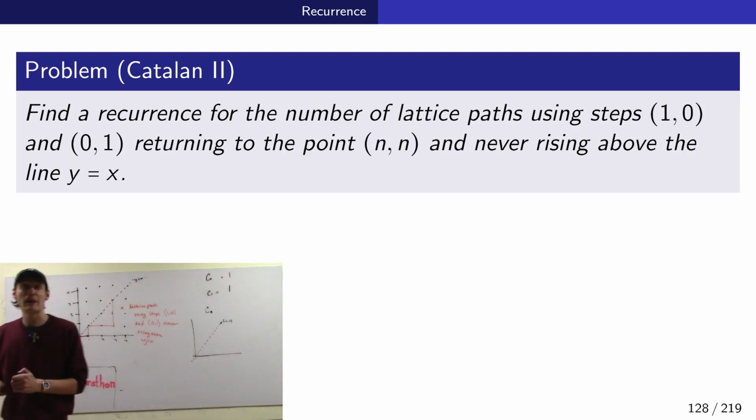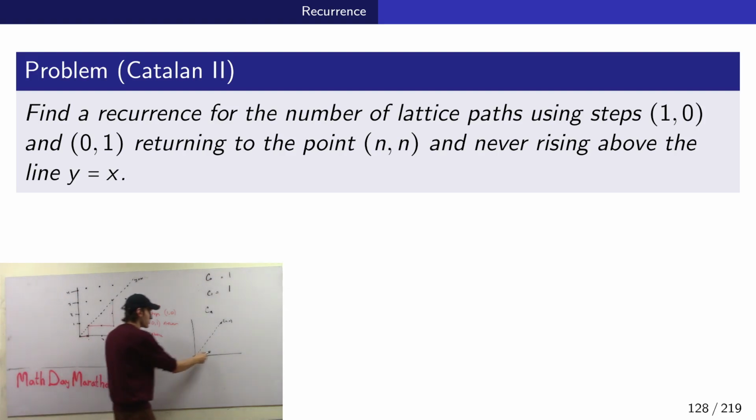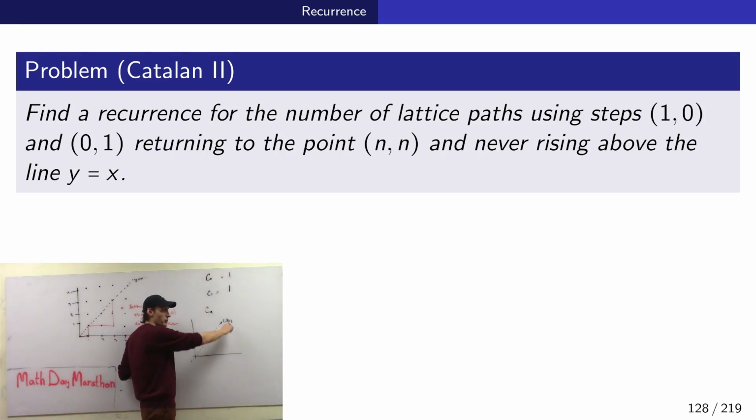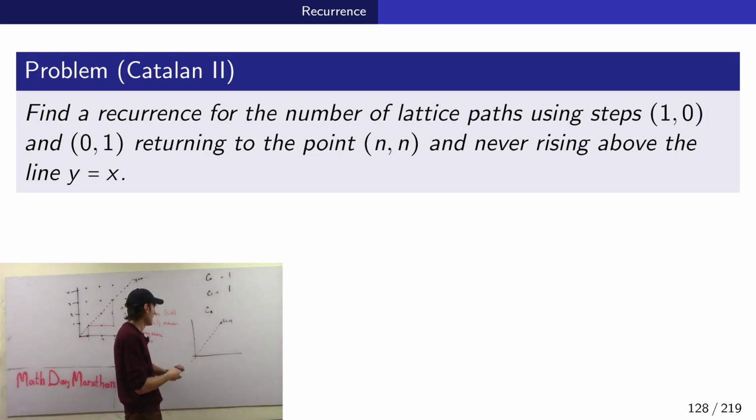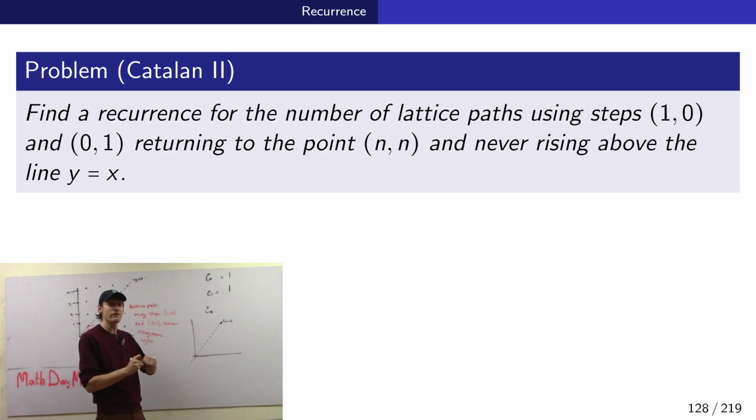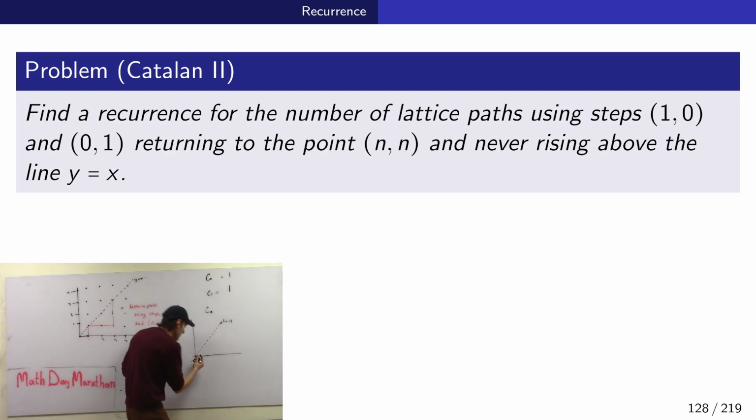So any ballot path I take traverses through this region, goes over and up and over and up and over and up. However, it never rises above this line. And so the first thing for us to notice is the very first step I take has to be over to the right one. It has to be a 1, 0 step. First thing I do is I move over to the right one.